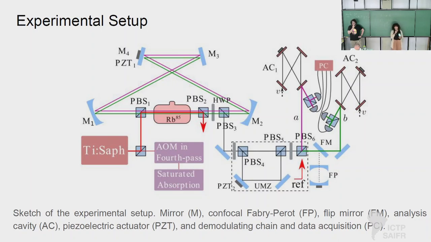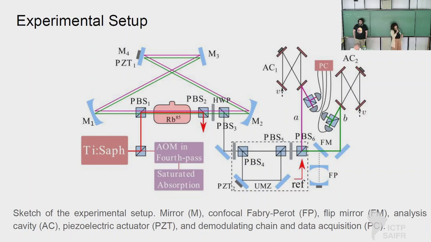The pump beam is collinear with the cavity mode and injected into the system with polarized beam splitter 1 and removed by polarized beam splitter 2. The pump is generated with a Titanium-Sapphire laser, tuned close to the D1 line of 85 rubidium, about 795 nanometers, and the frequency is stabilized with a detuning of 0.82 gigahertz to the blue. This frequency corresponds to the transition from the 5S1/2 state to 5P1/2.